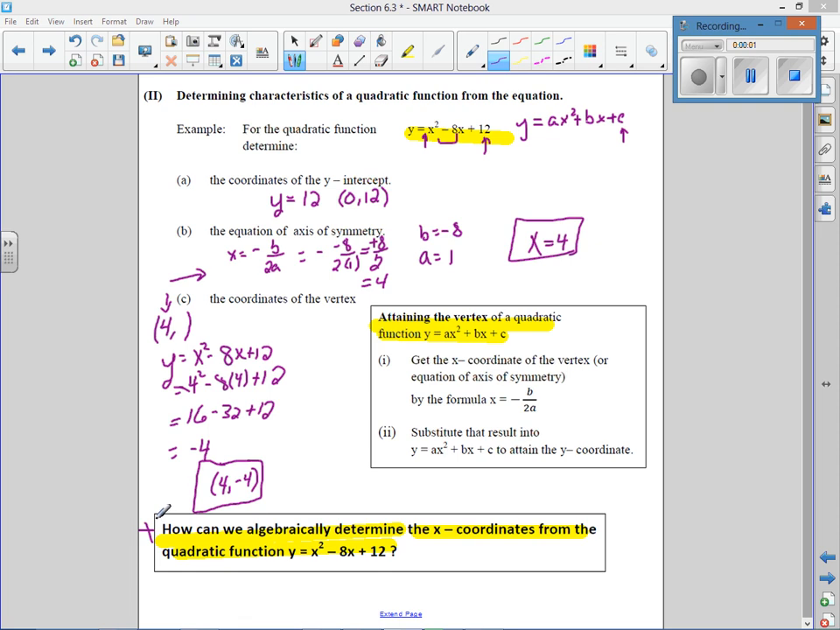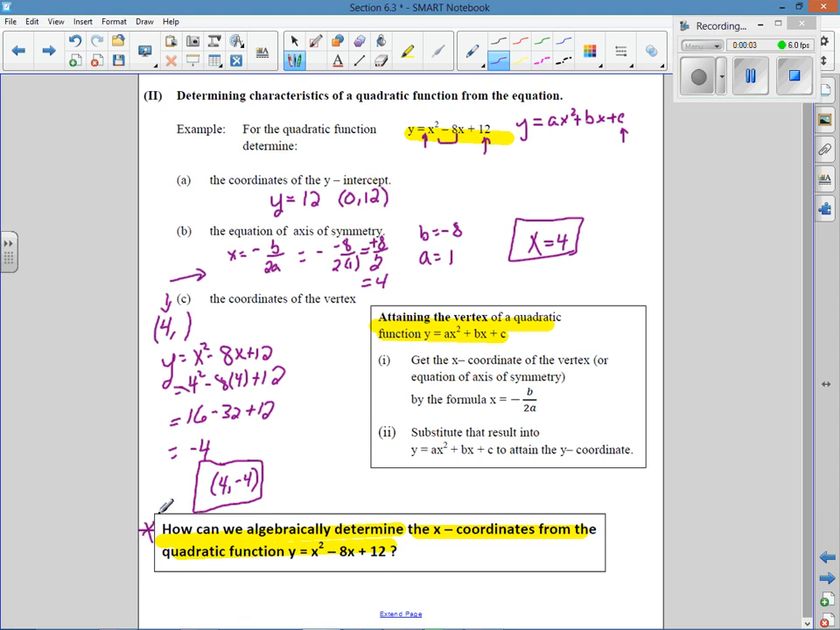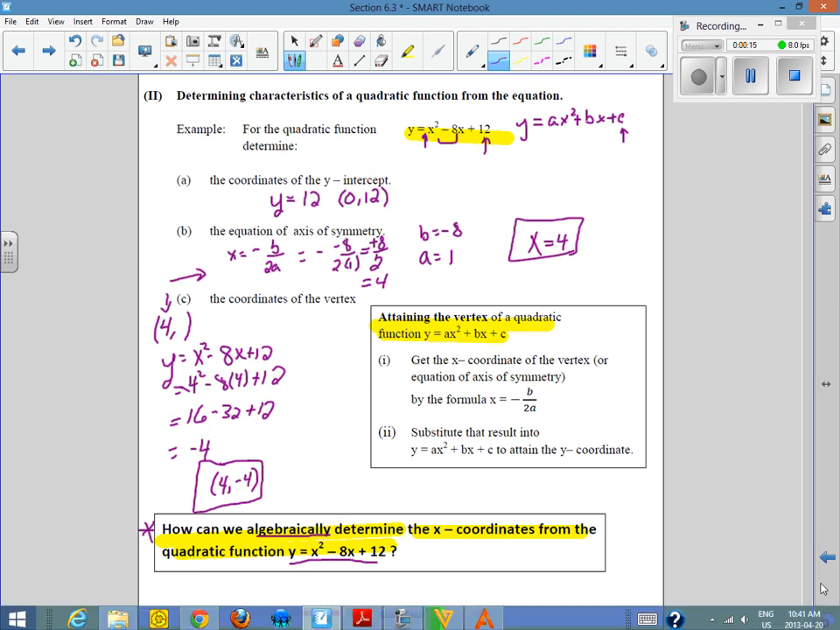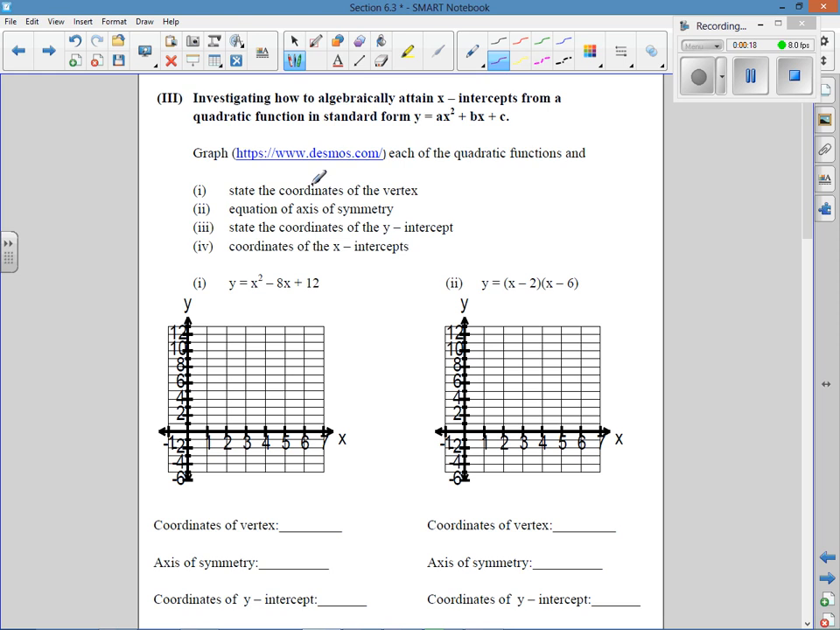Alright, we ended the last video with this question. How can we algebraically determine the x-coordinates from the quadratic function given here? And remember, when the question says algebraically, they're looking for a written method. Okay, so investigate how to obtain the x-intercepts in standard form.